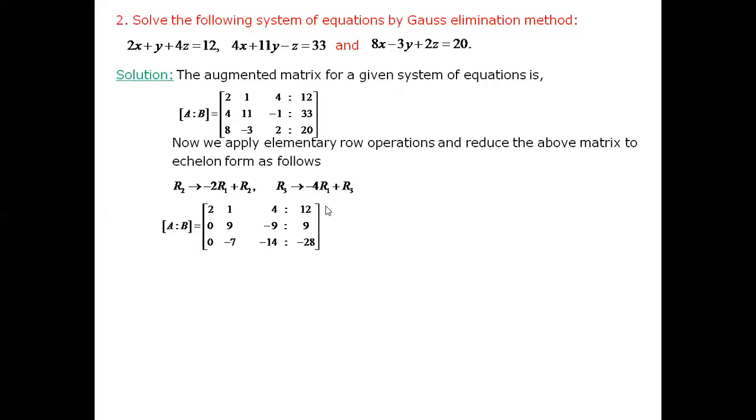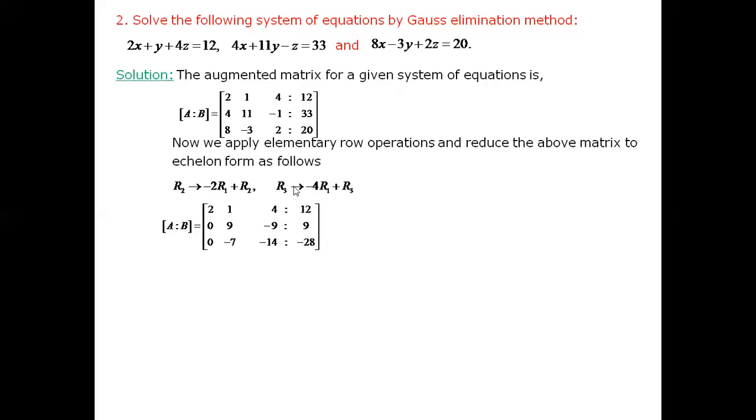2, 1, 4 colon 12. For this, minus 2R1 plus R2: minus 2 into 2, minus 4, minus 4 plus 4, 0. Next element, minus 2 into 1, so it is minus 2 plus R2. R2 is 11. So minus 2 plus 11, it is 9. Coming to the next term, minus 2 into 4, minus 8, minus 8, minus 1, minus 9. The last term, minus 2 into 12, minus 24, plus 33. So minus 24 plus 33, again it is 9.